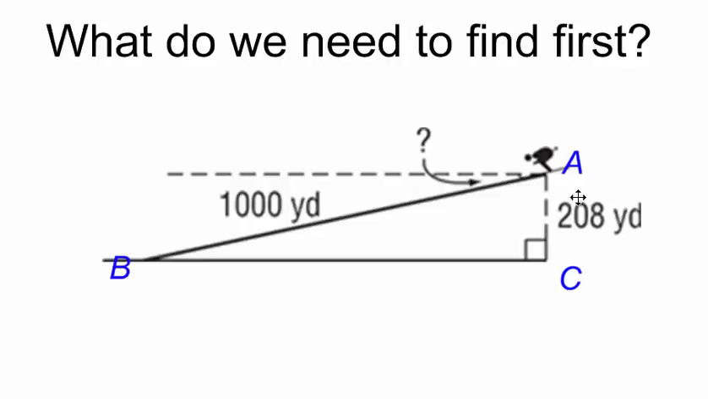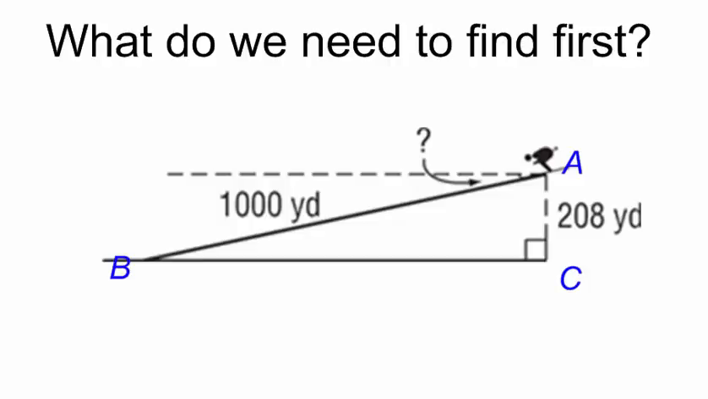So we know that their slope is 208 yards tall, and that this whole ski run along here is 1,000 yards. We want to know what this angle is. Before we can find this angle, what do we need to find first? I'll give you a moment to think about it, and then come back to the video.